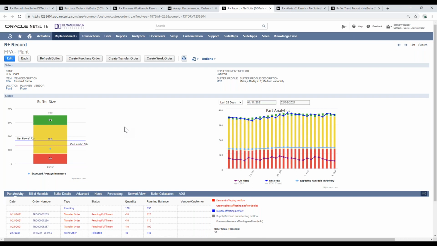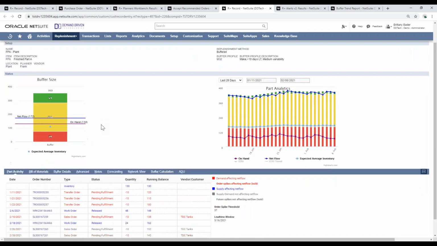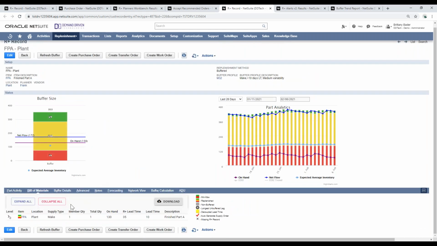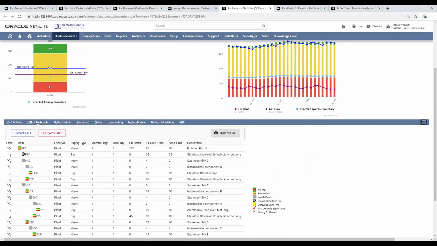So when I look at FPA, this is a make part, I can see right away that I need to make those orders that I saw on the workbench because my net flow line's in the yellow zone. I need to make enough to get myself back up to the top of green here. Since it is a make part, I can see the bill of material and all of the items that are going into FPA. This information is brought over from NetSuite. That is the system of record. So I can see here all of the components and subcomponents that are going into FPA.